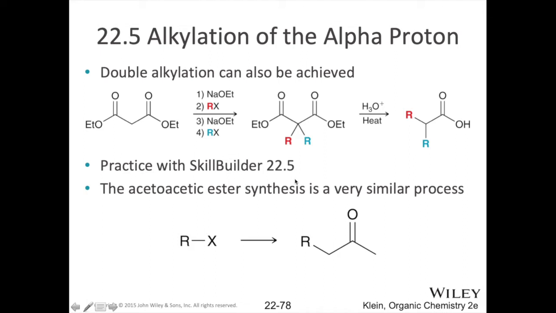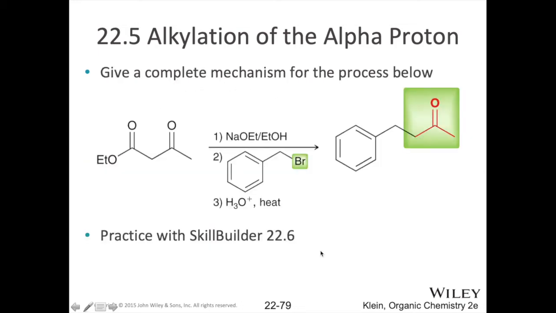Okay, another similar reaction is the acetoacetic ester synthesis. It does a very similar thing, except instead of making a carboxylic acid, we make the corresponding ketone. It's basically a methyl ketone here. So instead of the OH group of our carboxylic acid, notice that we have a methyl group here. But the rest of this is pretty similar. We have a carbon and then the alkyl group that we got from our alkyl halide. So here's an example of the overall reaction.